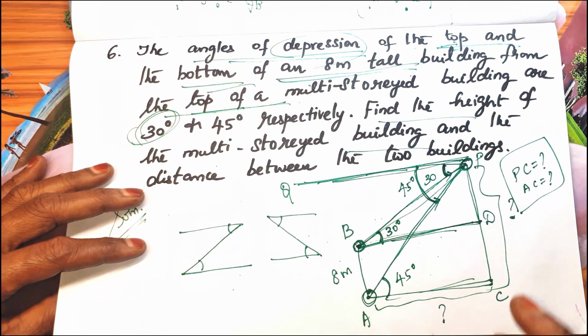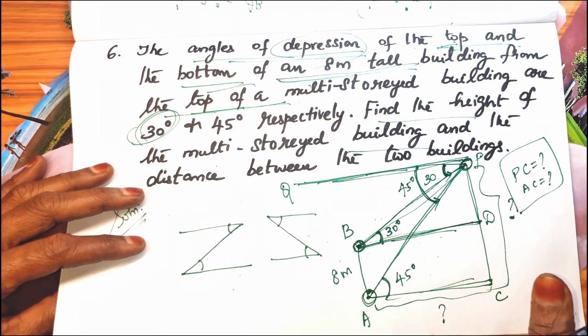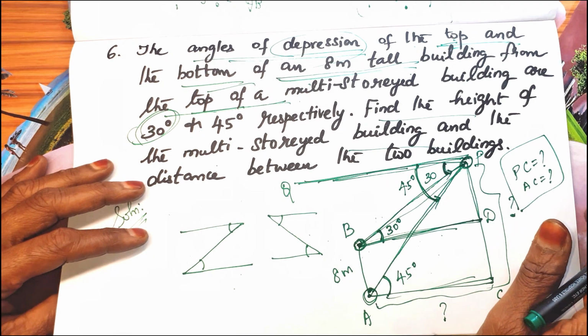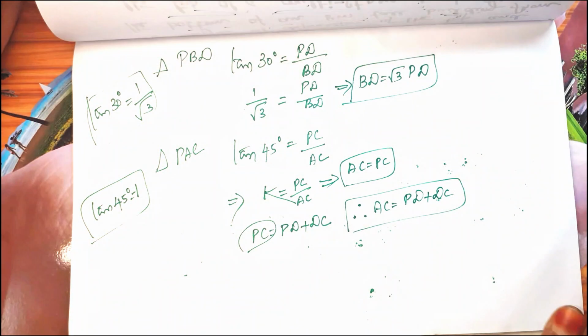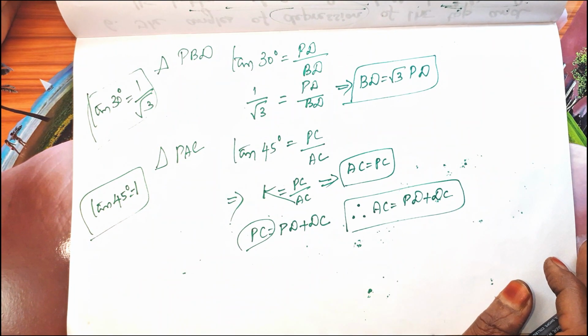AC is equal to PD plus DC. This is the relation we are getting now. Am I right? So using that, we are going to find the terms that we need.